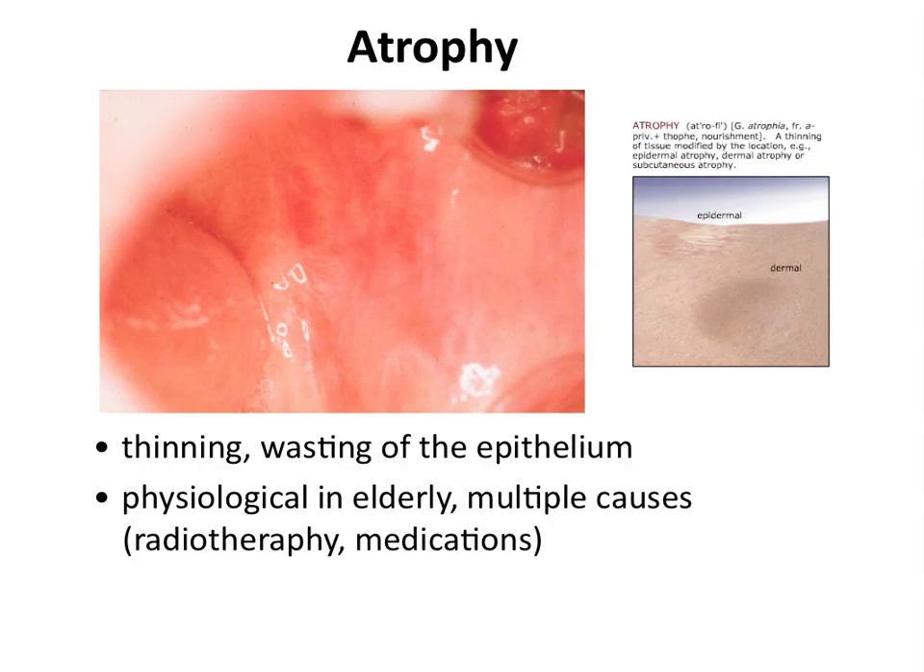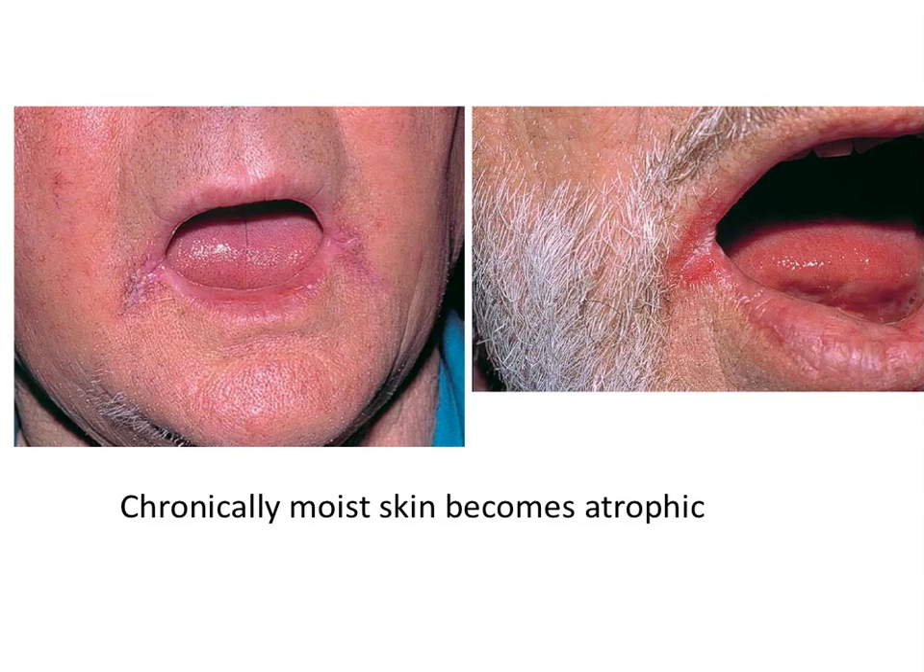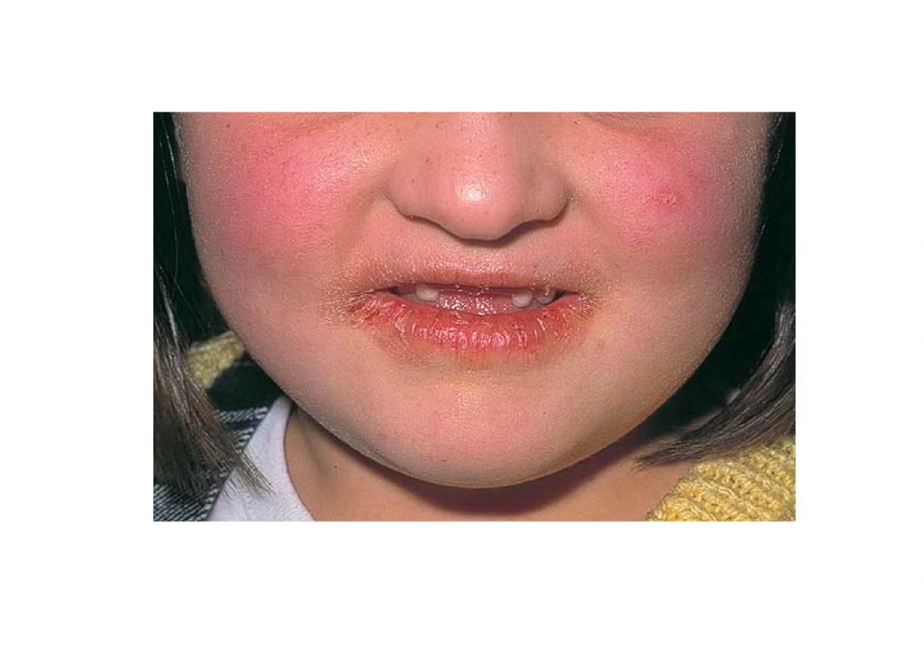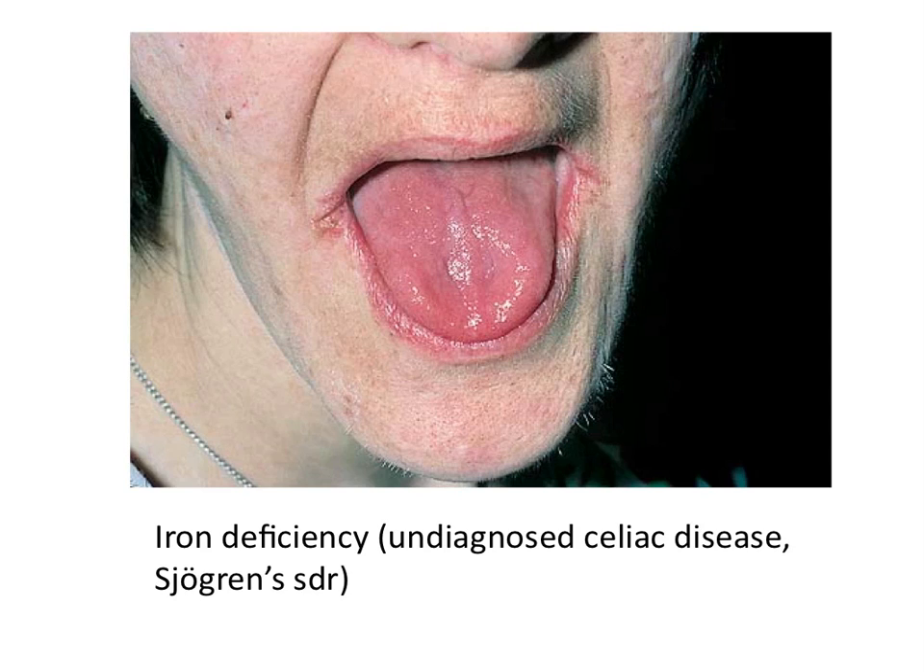First, it's very important to be clear about the terms we use in oral medicine when talking about oral mucosal lesions. When we talk about atrophy, it's just thinning and wasting of the epithelium, and it can be physiological in elderly, and can have multiple other causes, including radiotherapy or medications. Also to be remembered that chronically moist skin becomes atrophic, as here. But also iron deficiency, like in this patient with undiagnosed celiac disease and Sjögren's syndrome, you can see the atrophy of the skin at the corners of the mouth.